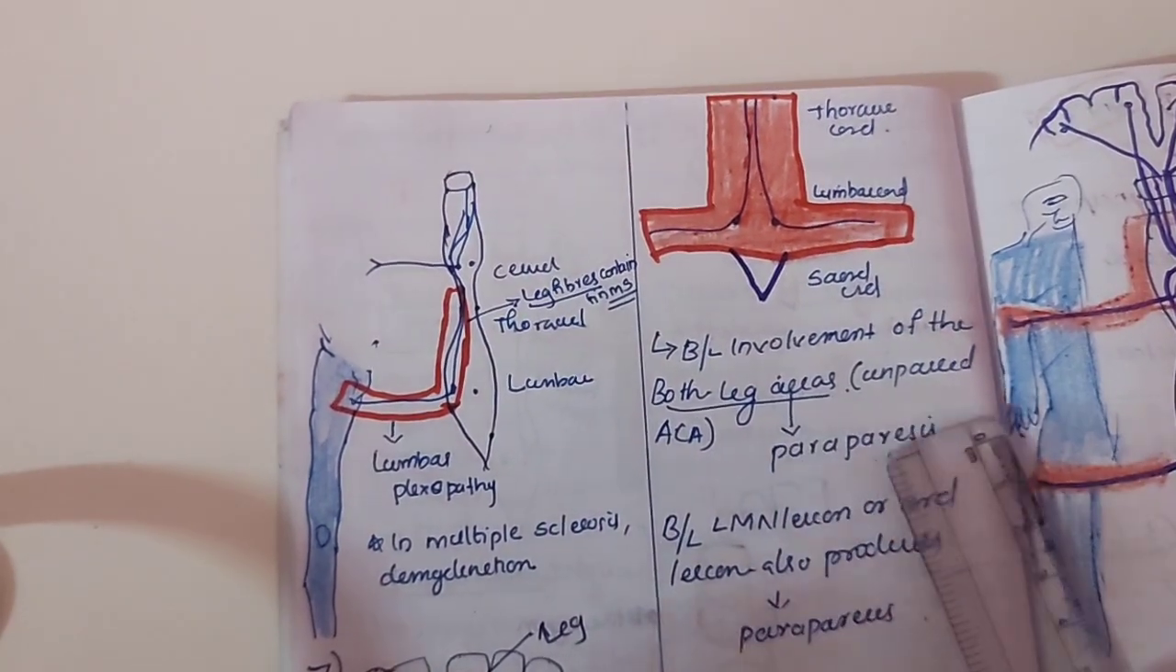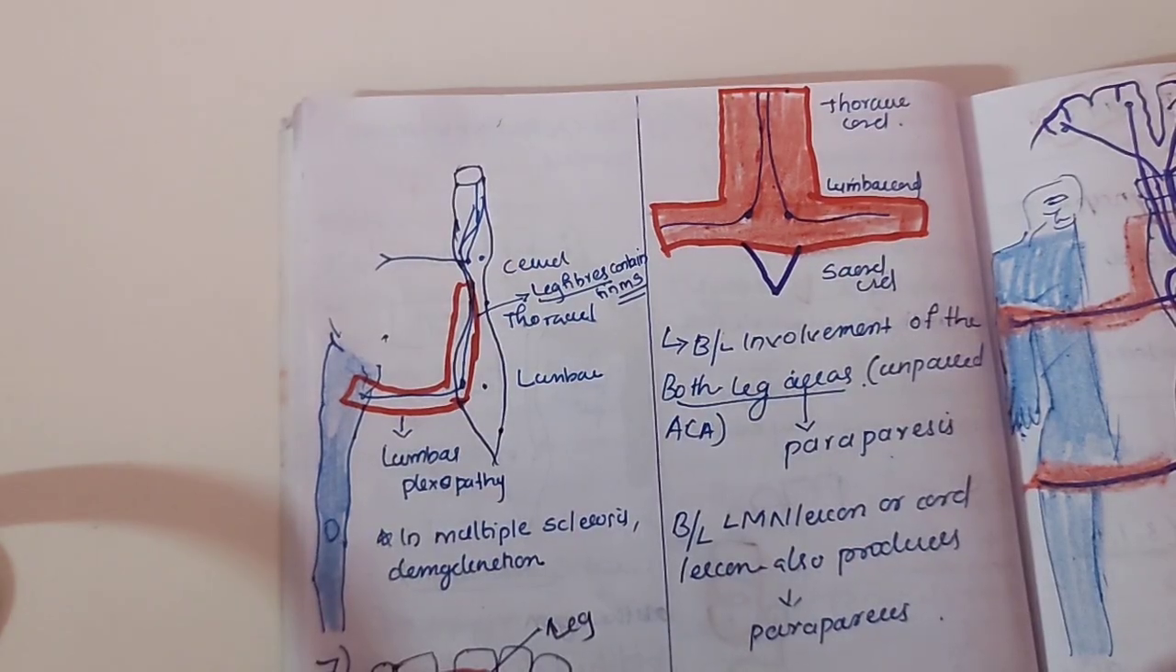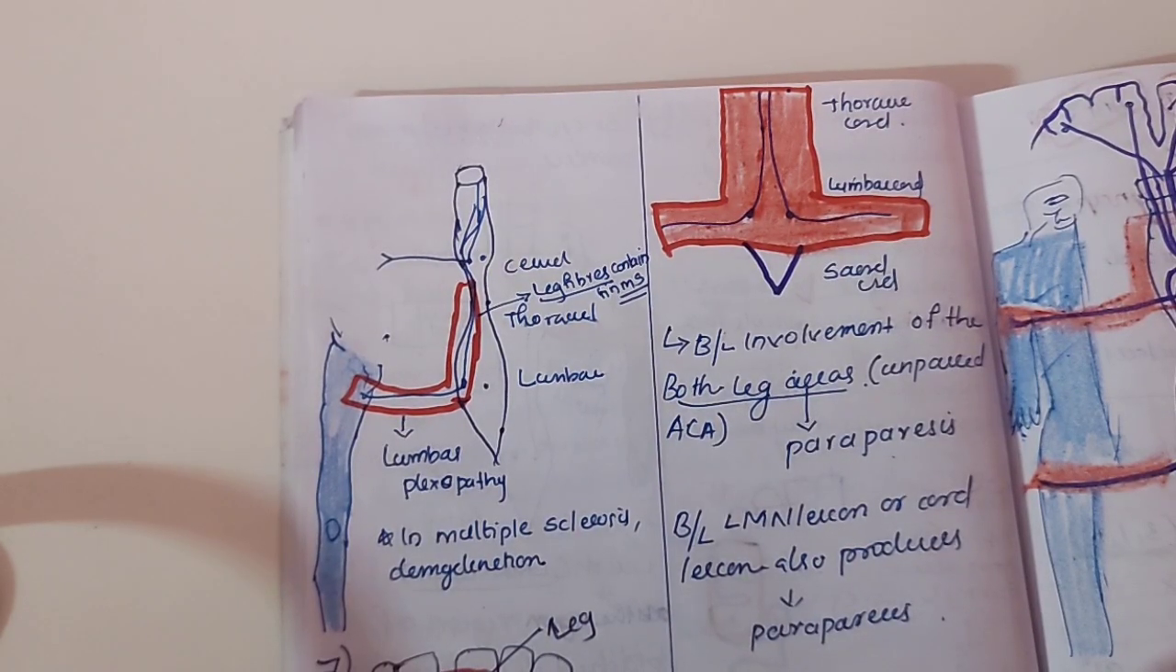Okay, we call it paraparesis, because both lower limbs are affected here. Bilateral involvement of both leg areas, we call it what? Paraparesis. So this is called paraparesis. Okay.